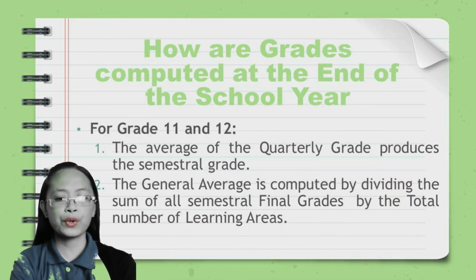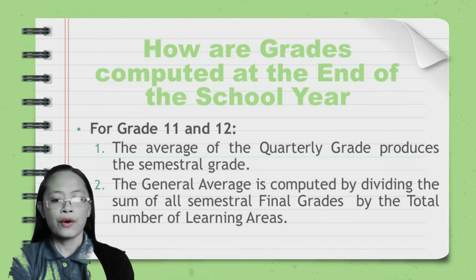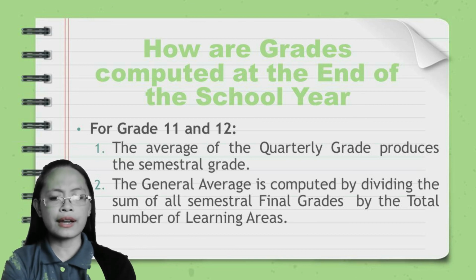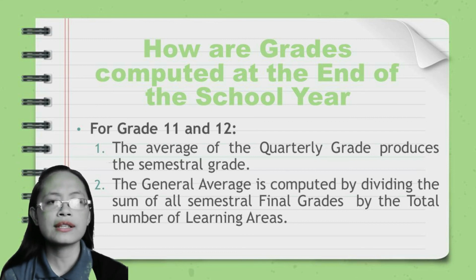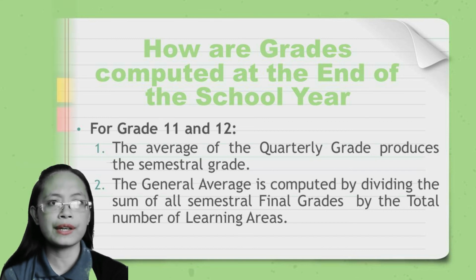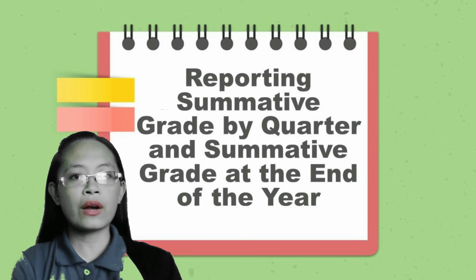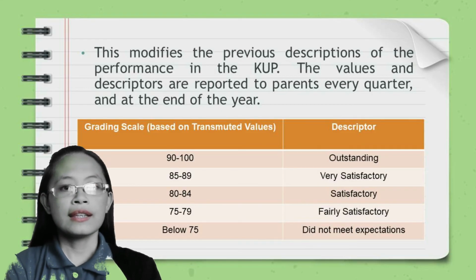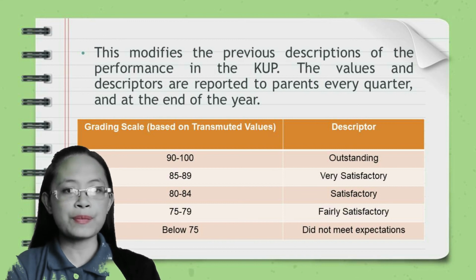How are grades computed at the end of the school year? For grade 11 and grade 12, the average of the quarterly grades produces the semestral grade. The general average is computed by dividing the sum of all final grades by the total number of learning areas. Reporting summative grade by the quarter and summative grade at the end of the year. This modifies the previous descriptions of the performance in KPUP.